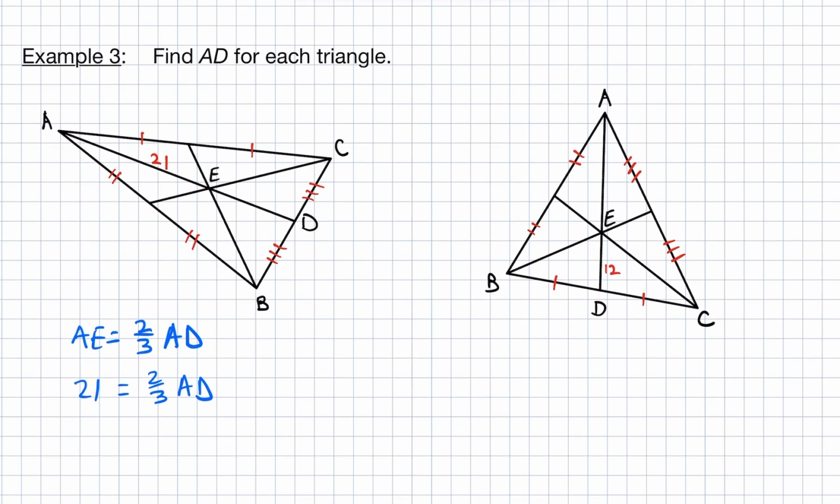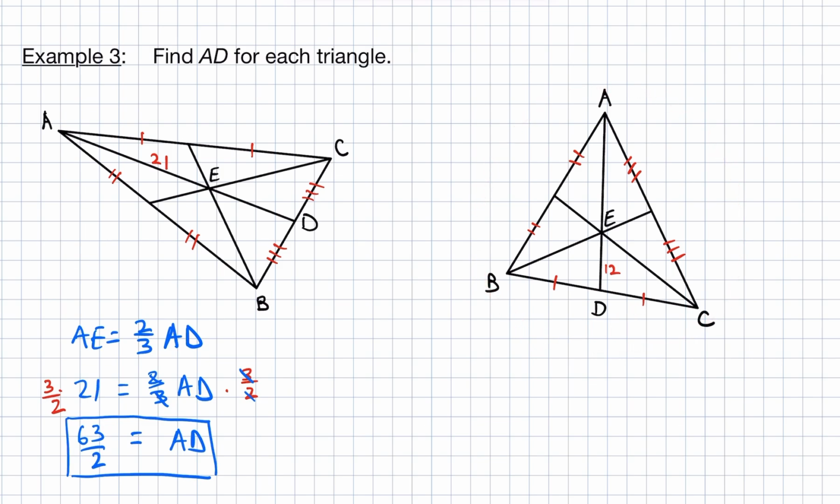And then we can go ahead and multiply both sides by the reciprocal of 2/3, which is 3/2. Okay, and when we do, the 2's cancel out here, the 3's cancel out here, and now AD is equal to 63/2. Okay, so that is the length of AD. Now let's take a look at this next example.